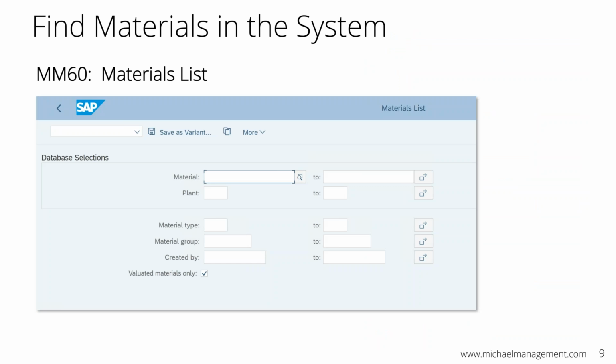If you want to start playing around in the system, you will need to find some materials. If you don't know how to create a material master, then you can certainly find them and then copy them. MM60 is a quick, easy query for you to use. It's transaction code MM60 that will allow you to query the database for existing materials in the system so that you can play around with some transactions.